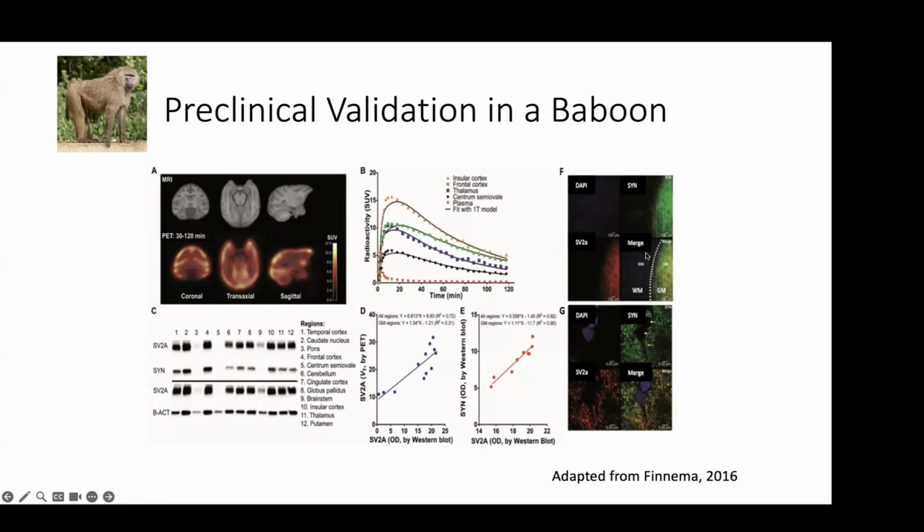This is a low power confocal microscopy and high power confocal microscopy. So we see in green the staining for the synaptophysin, in red the SV2A. This white dotted line is the separation between gray matter and white matter. So we see how both synaptophysin and SV2A merge in the gray matter. We can see this at high power confocal microscopy here. And we see in purple the nuclei of the cells.